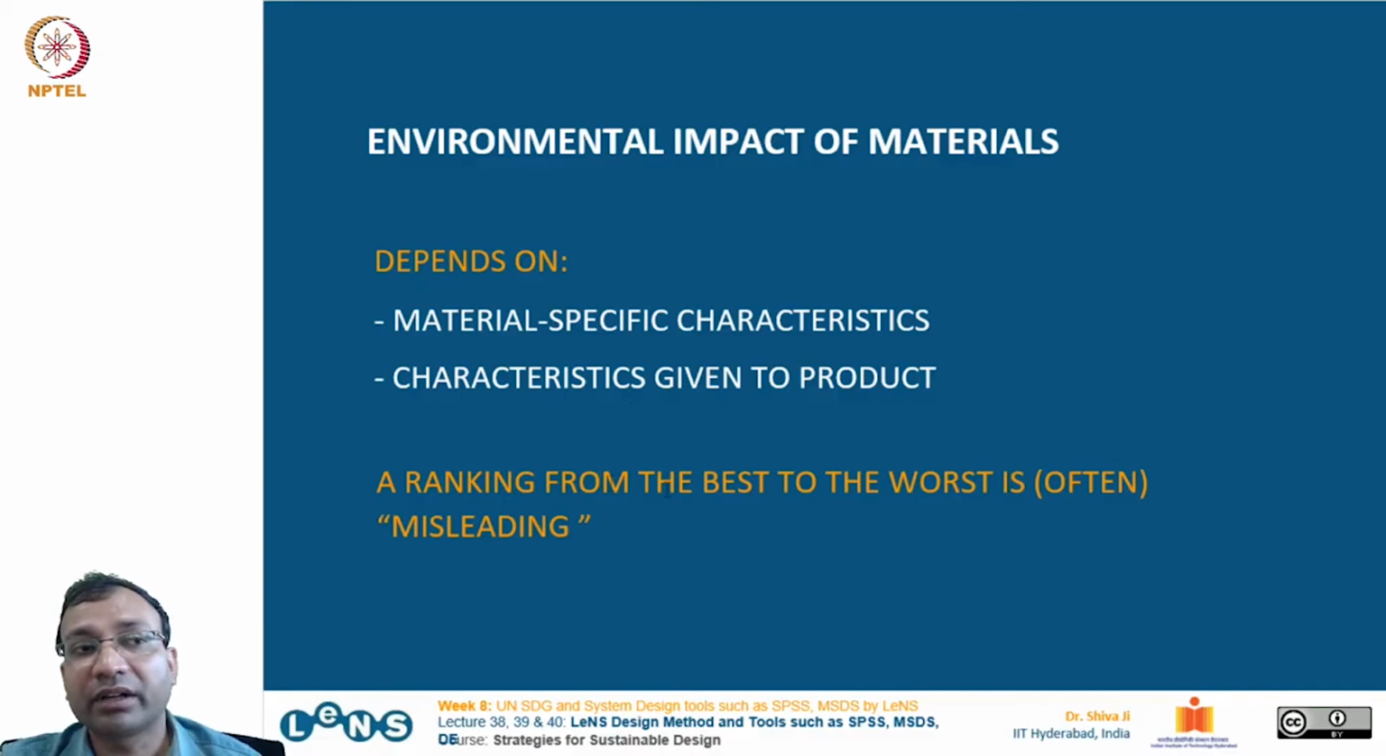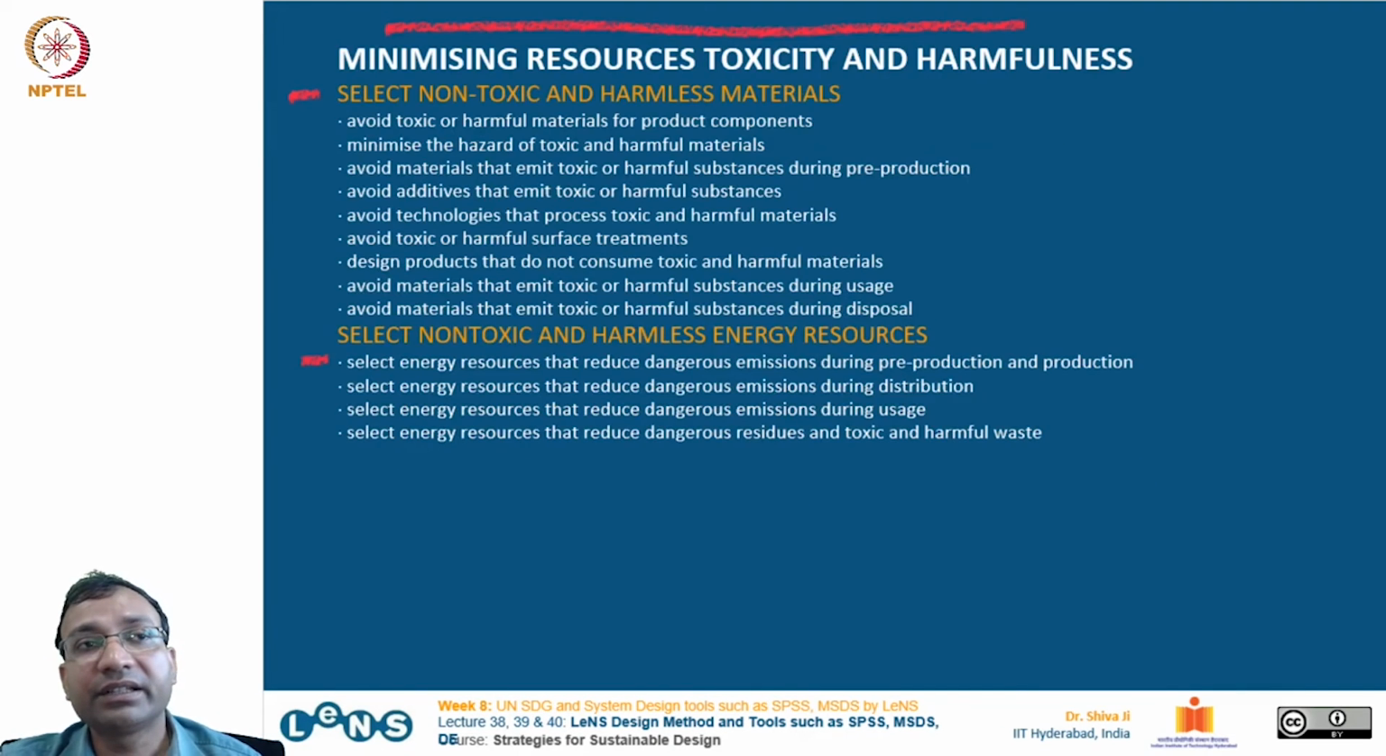Further, environmental impacts of a material depend on material specific characteristics given to the product. The ranking from best to worst could be misleading, so an in-depth analysis is needed. So let's see what the strategies are for such situations. Under minimizing resources toxicity and harmfulness, there are two major strategies. We will see them one by one.